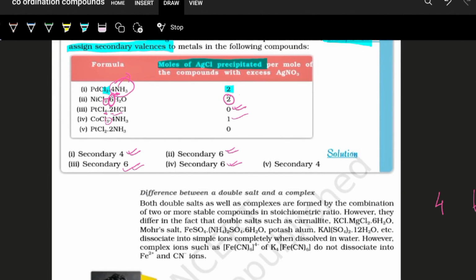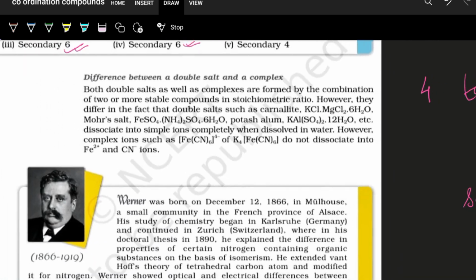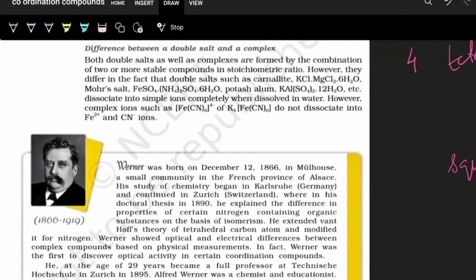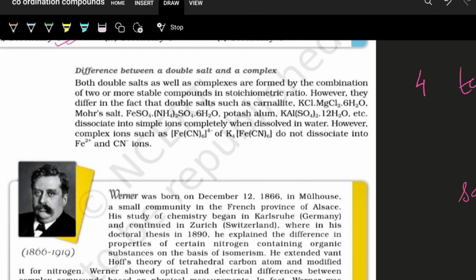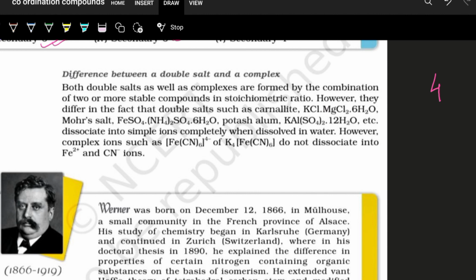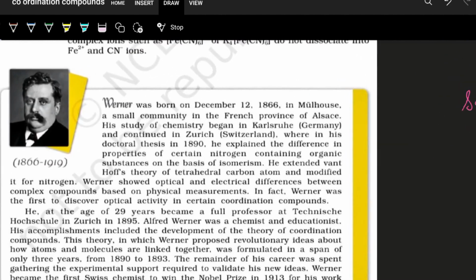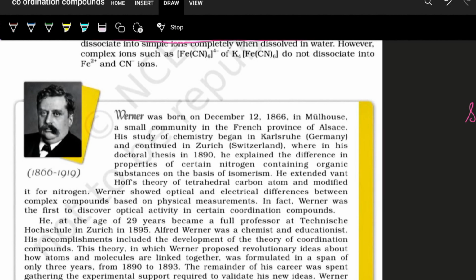So this is how you are going to see secondary valence and primary valence, the counter ion which is ionizable. The difference between double salt and complex salt I have told you in the first part of the module. Here we can see carnallite. This is the formula of carnallite. This is the formula of Mohr's salt. Potash alum. These are the common double salts, and this part is equally important for your practical viva. So do study this part.